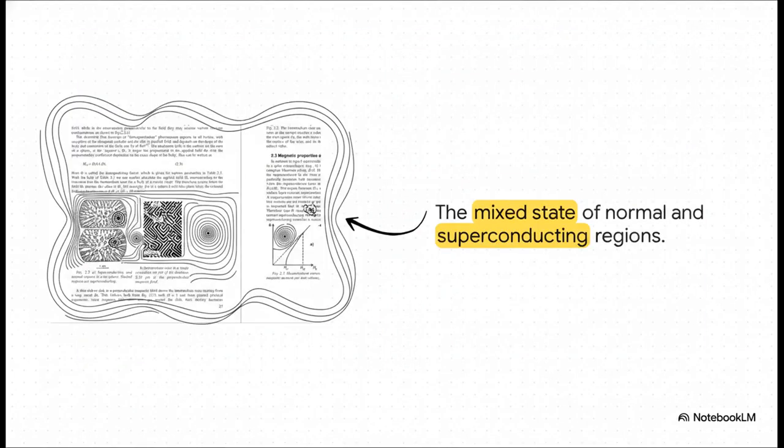And this beautifully chaotic image reveals exactly what that mixed state looks like under a microscope. It looks like an intricate maze, doesn't it? Those dark normal regions are tiny microscopic tubes where the magnetic field is actually allowed to pierce right through the material. Surrounding those tubes are the lighter, superconducting regions where the Meissner effect is still in full force. We call these penetrating magnetic field lines quantized magnetic vortices.